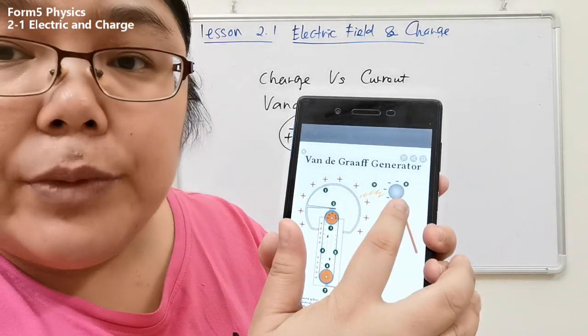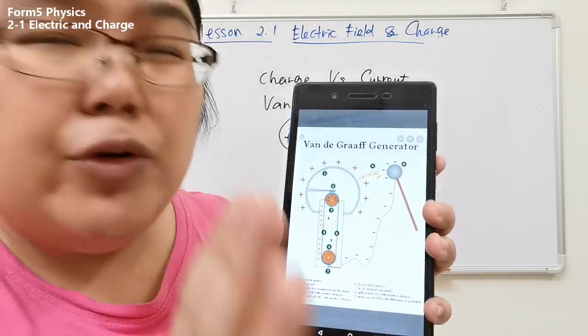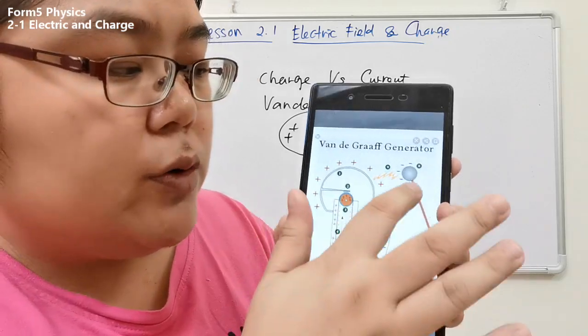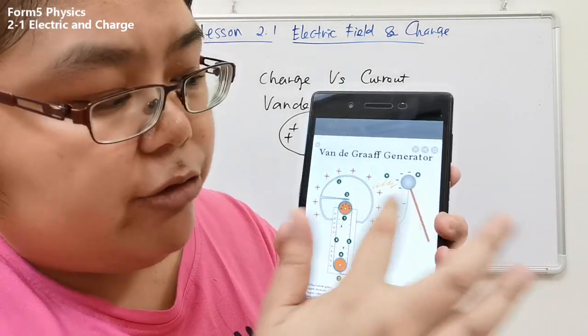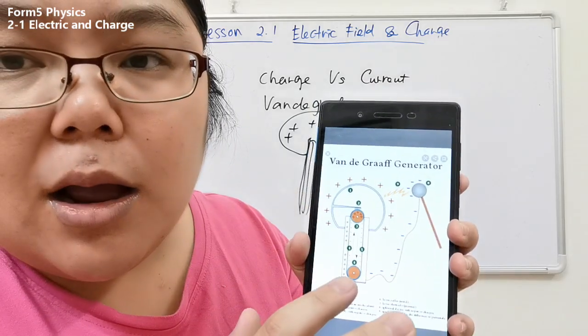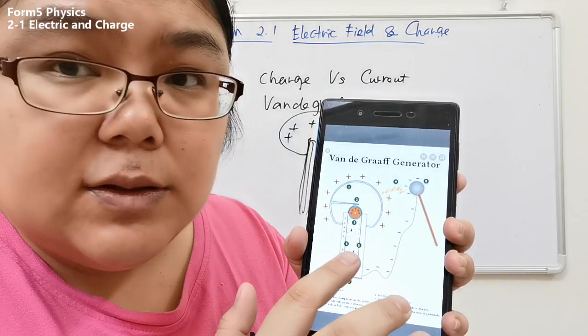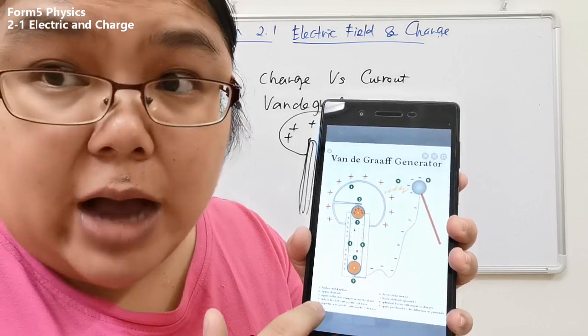Example, you see this part. You don't need to touch it, just bring it closer to the dome. So you find it will attract the electrons. When it attracts the electrons, that means you produce a spark. So this one we want to test: how is the charge related to the current?